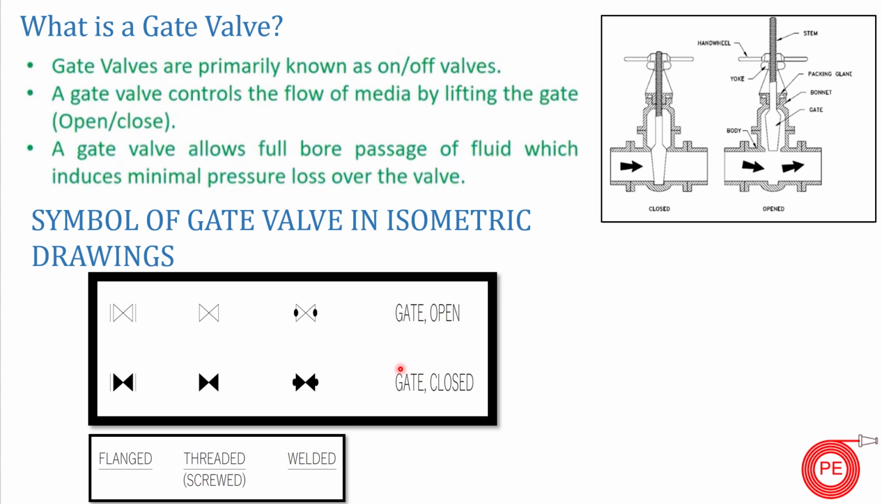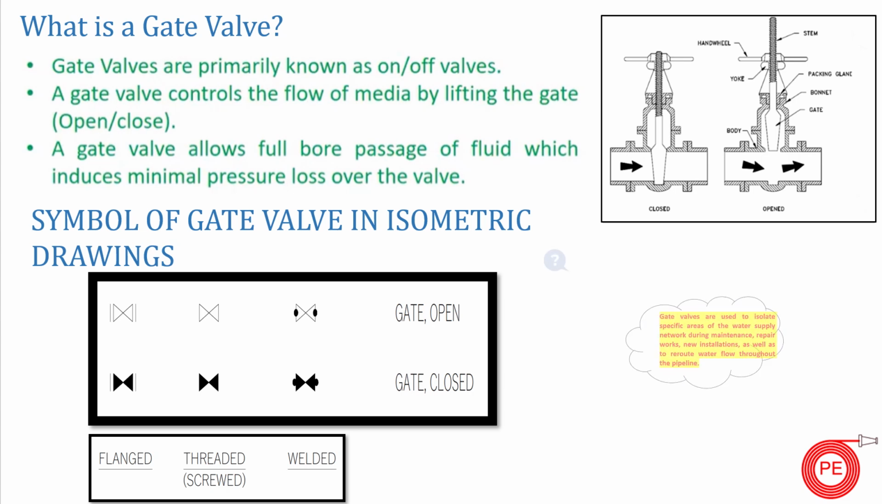In this slide you can also see the symbols. This is the symbol which you will commonly see in the P&ID, and this symbol means that the gate valve is open. When the symbol has blanking inside it, it means the gate valve is closed. I hope this covers the basics of the gate valve, what it is, where it is used, and the purposes for which we use it.